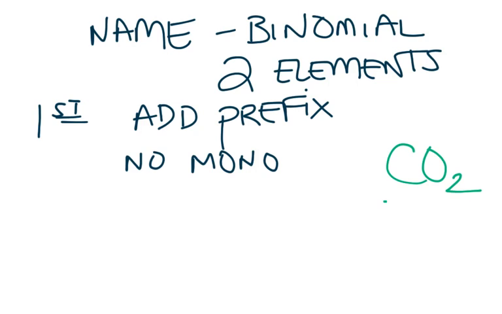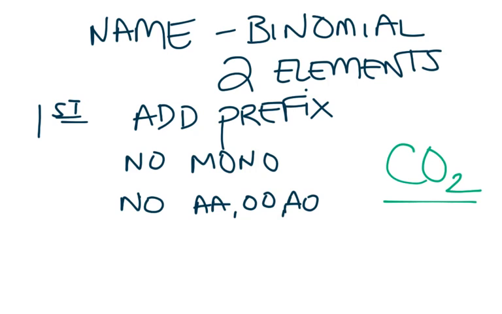For example, if I ask you the name of that, you're going to say, oh, that's carbon dioxide. That's correct. It's not monocarbon dioxide. We know that. So the only thing that's weird, we add the prefix, but we don't do mono if it's one. The other thing that I don't get real fussy about, but you need to know, is we tend to avoid the AA, OO, or AO double vowels.